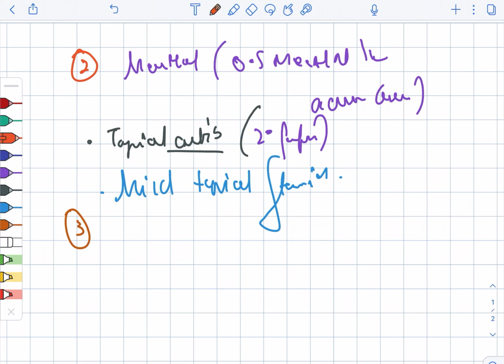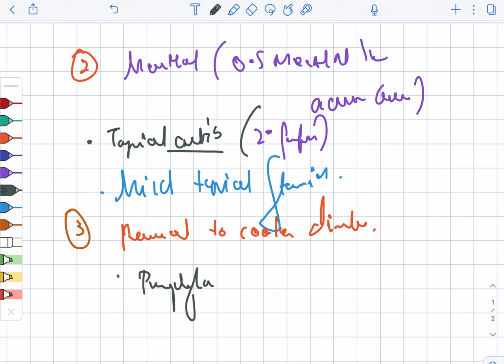Now looking at the third line of treatment, it is by the removal to a cooler climate, as well as it can be the prophylactic oral vitamin C.